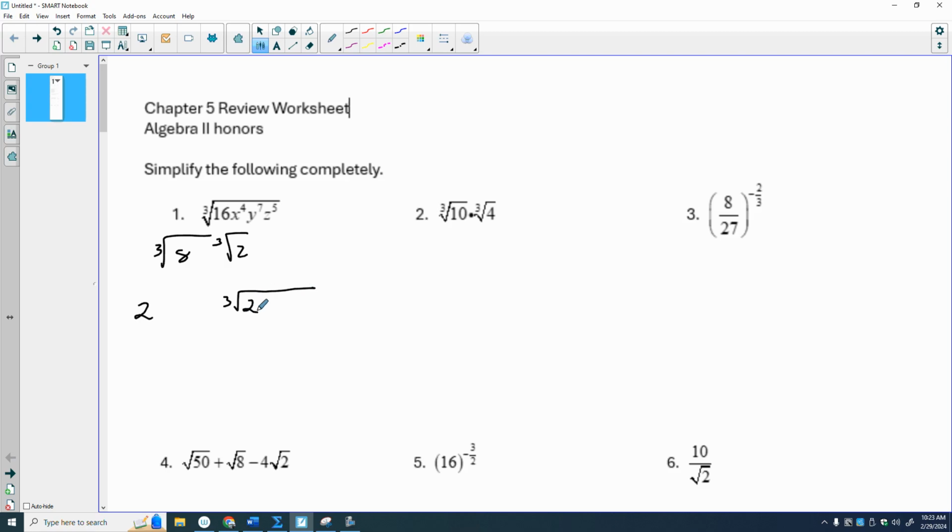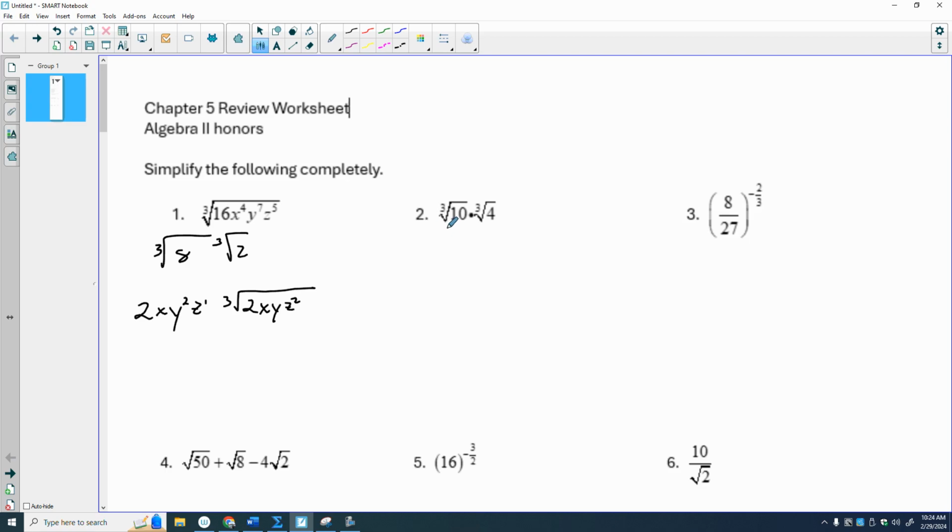And now I'm going to use my shortcut. 4 divided by 3 is 1, so I have x to the first power out here, and there's 1 left inside, so it's x to the first left inside. 7 divided by 3 is 2, and there's 1 left over. 5 divided by 3 is 1, and there's 2 left over. And we're done.